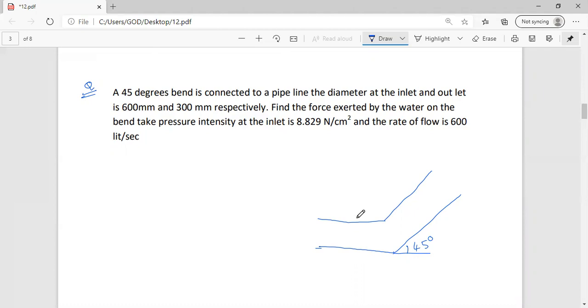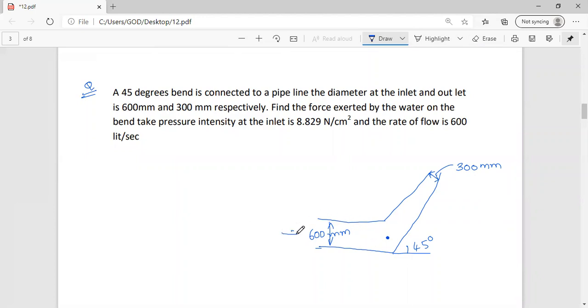Diameter at the inlet and outlet is 600 and 300. That means at inlet it is 600 and at outlet, I'll draw this according to the dimensions, it is given as 300 millimeters. What is asked: find the force exerted by the water on the bend. That means at this junction, what is the force exerted?